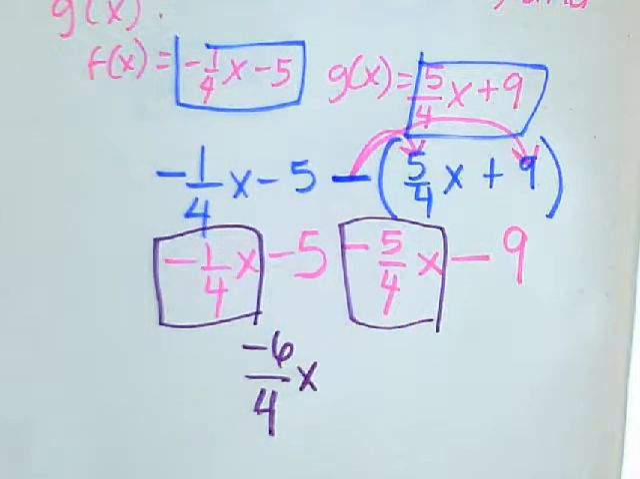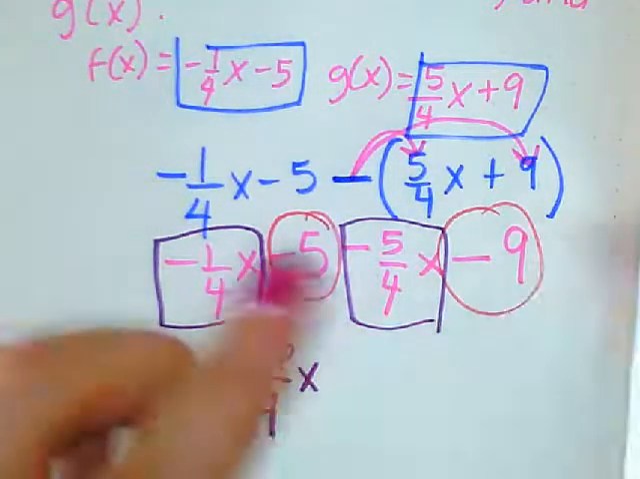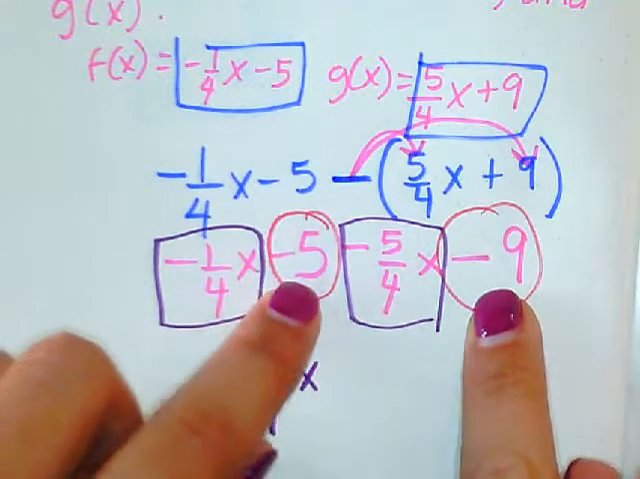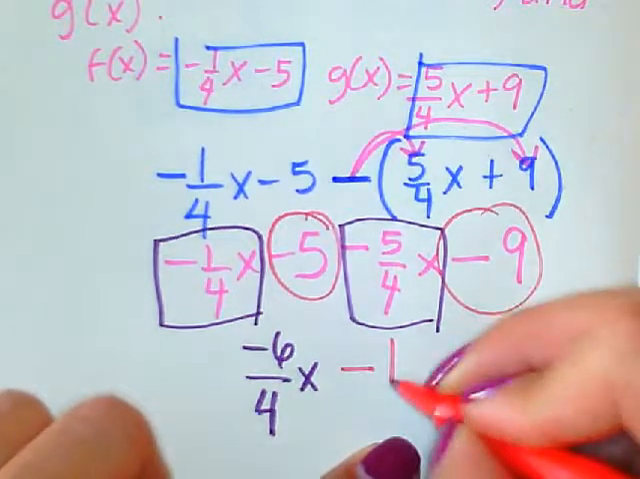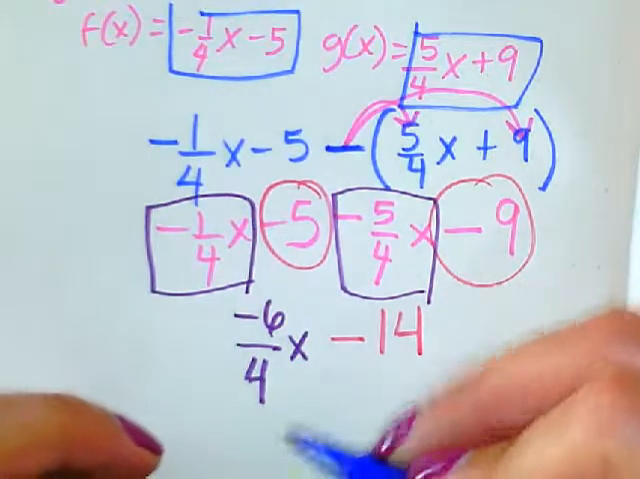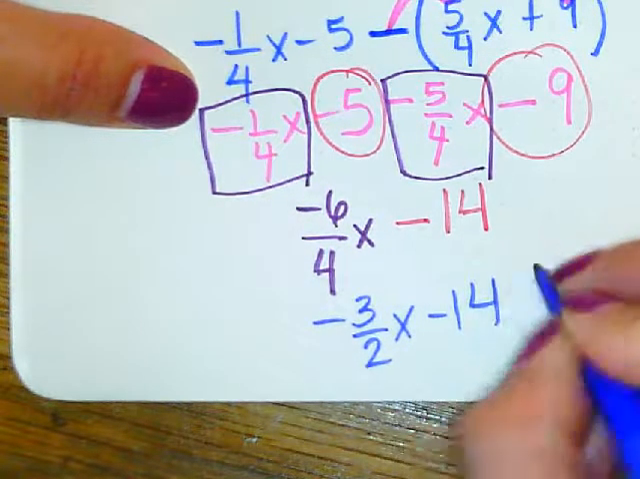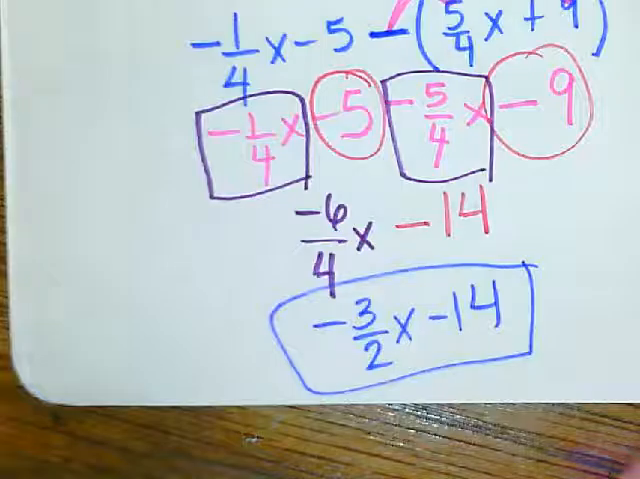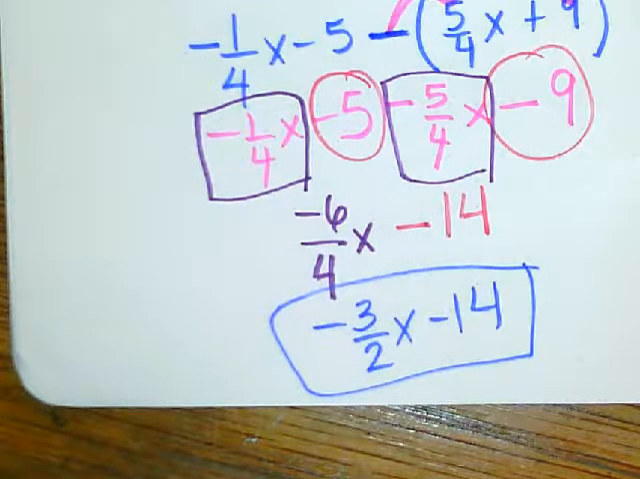Okay? And then the other terms are constants, so I just put them together. It's the same thing, same signs, add and keep. So 5 and 9 are both negative. Negative 5 minus 9 gives me negative 14. My last step here, because remember my goal is to simplify all the way, is that negative 6 and 4, I can simplify by 2. And I get negative 3/2 x minus 14, and that is my answer. So remember again, with difference of expression problems, what you're doing is simplifying all the way.